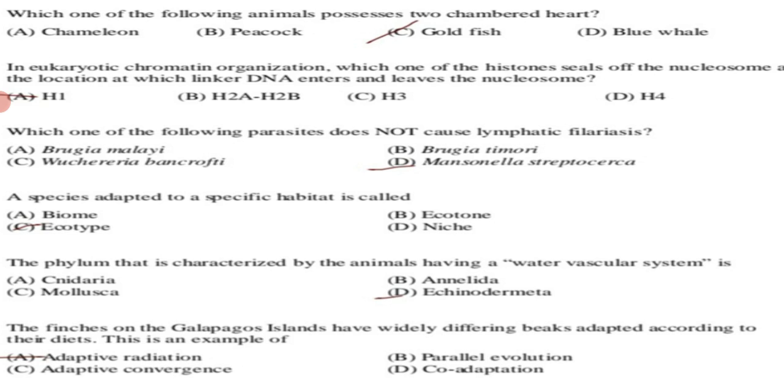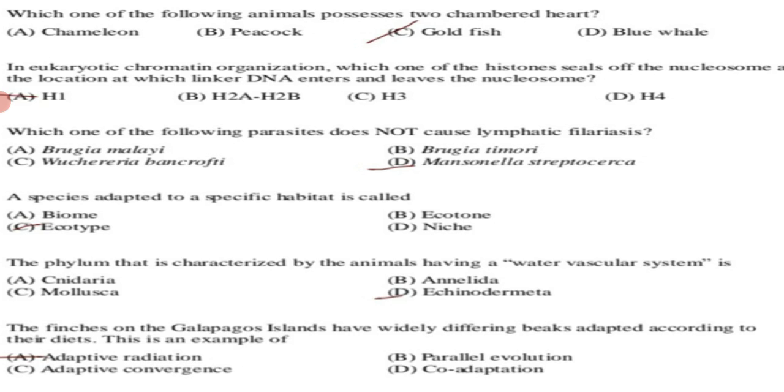And the niche describes the role an organism plays in a community. A species niche encompasses the physical and environmental conditions that are required by the species, like temperature and terrain, and its interaction with other species, like predation or competition. So for this question, a species adapted to a specific habitat is known as an ecotype.